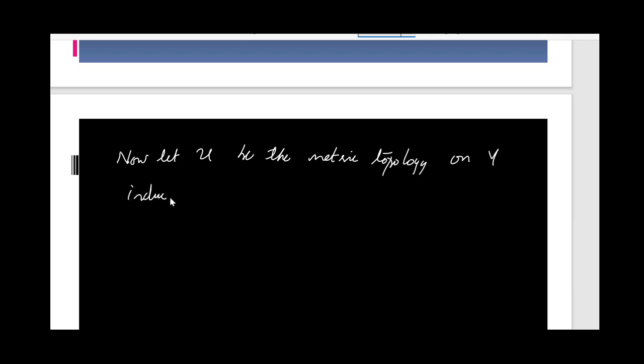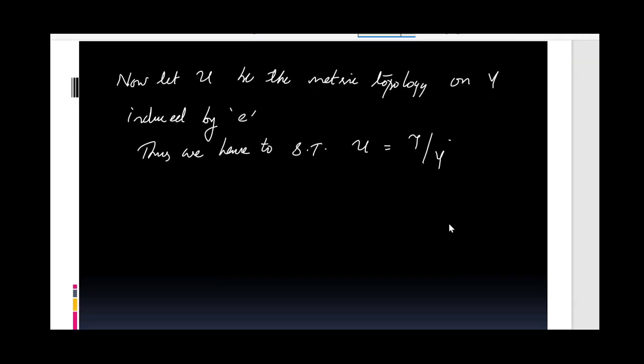Now let script U be the metric topology, that means the metric induced topology on Y induced by the metric E. Now what we want to show is U is nothing but T restricted to Y. Thus we have to show that U is equal to T restricted to Y.